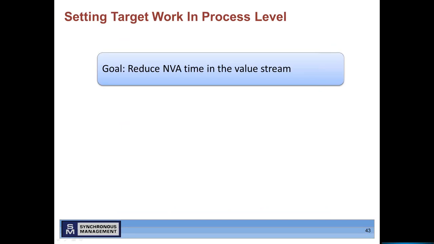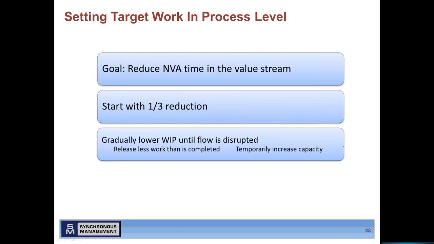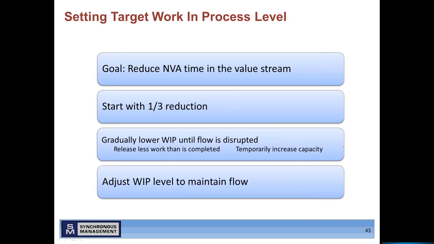Because we want to get rid of that non-value added time in the value stream. Probably not going to hurt if you start with a 1/3 reduction in that width, okay? Now, people will scream, wait a minute, the dates say we need to start something, but we're not scheduling the dates anymore. We're scheduling the flow. The dates will give you the sequence of release. The availability of capacity will tell you when to release, okay? Bring the width down, release less work than comes out, temporarily increase capacity to sort of bring the work in process down, okay? And then when something comes out of the value stream, something goes in.